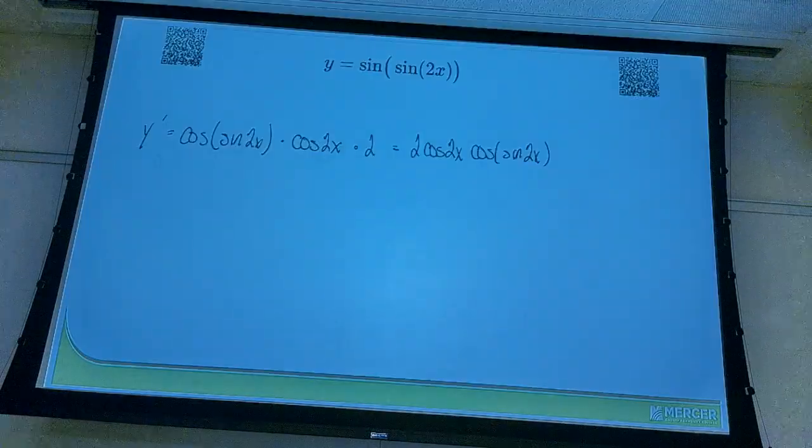Hey, how is there another cosine on the outside of the parentheses? I thought it was just 2 cosine 2x sine x. Sine 2x. You're taking the sine of sine. Cosine. Right, so the derivative of sine is cosine. So it's cosine of the function times the derivative of the function.